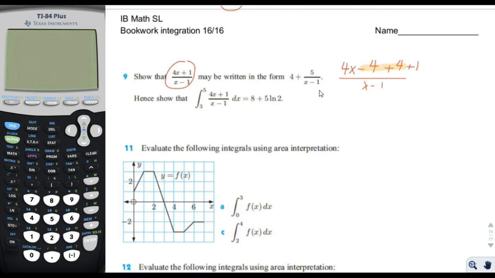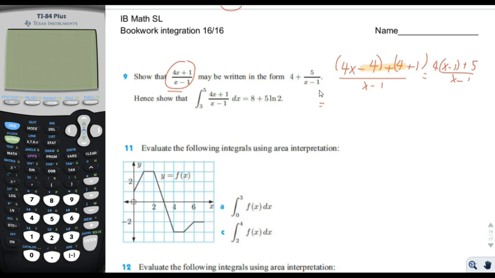You see I've rewritten this function here as 4x minus 4 plus 1 divided by x minus 1. You see the orange part is basically I'm adding 0. I'm subtracting 4 and then immediately adding it back. But why am I doing this? Because if I put that convenient negative 4 in there and then I group them like this, then you can see that the 4x minus 4 actually can be factored, and it could be 4 times x minus 1.